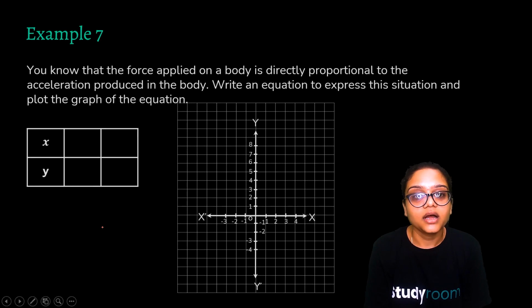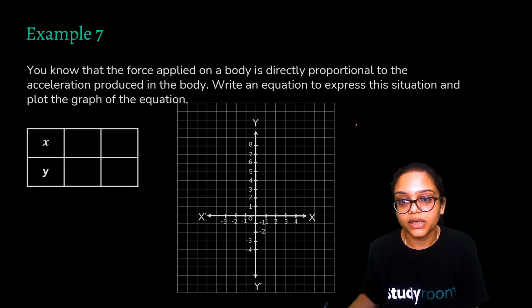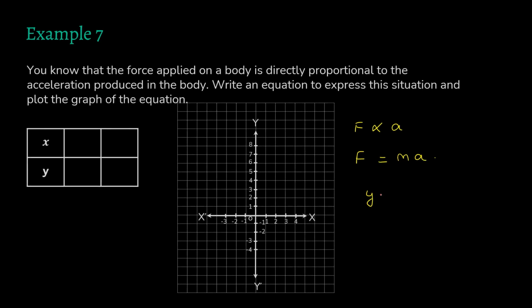Next question. You can know that the force applied on a body is directly proportional to the acceleration produced. So this is the equation. We can say y equals mx, where y denotes the force and x denotes acceleration. So m can be any constant here.